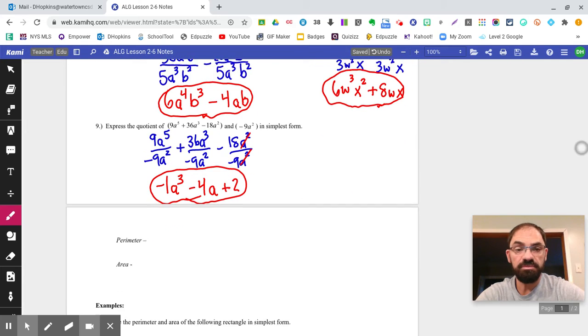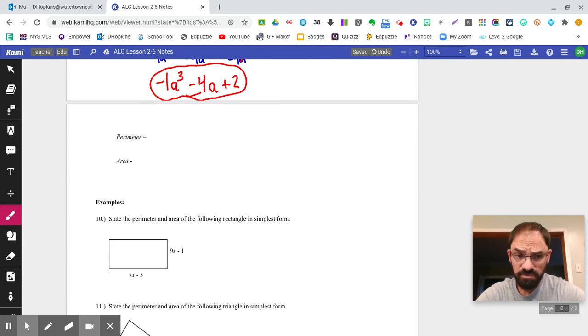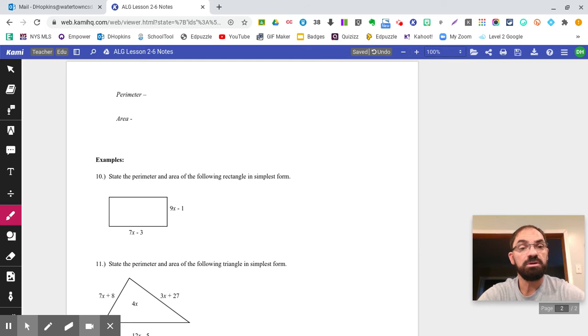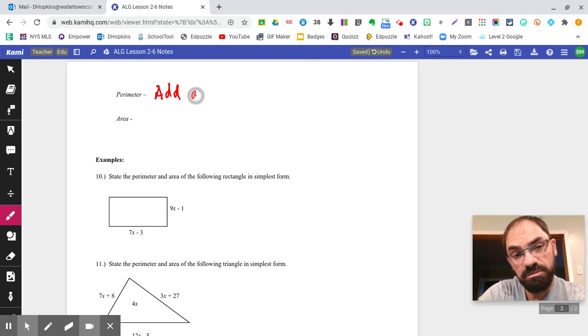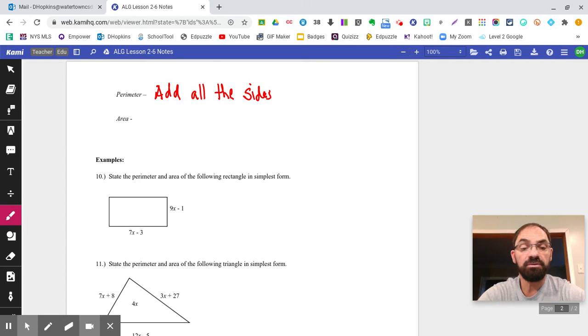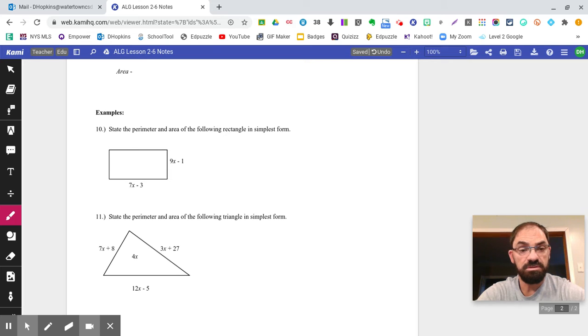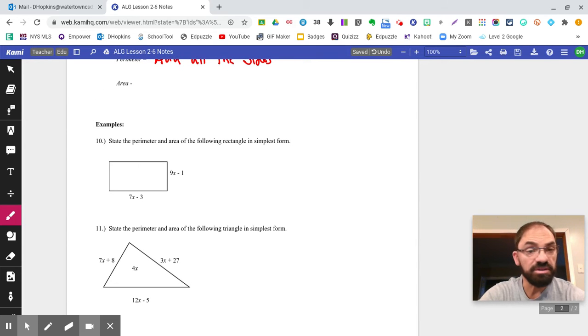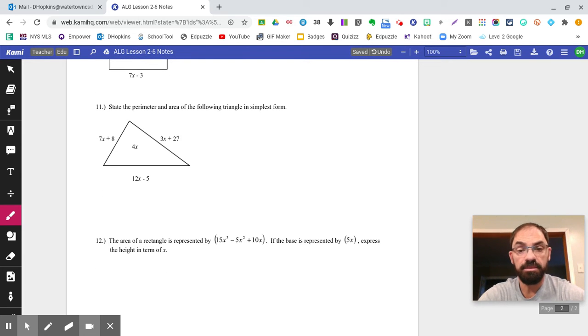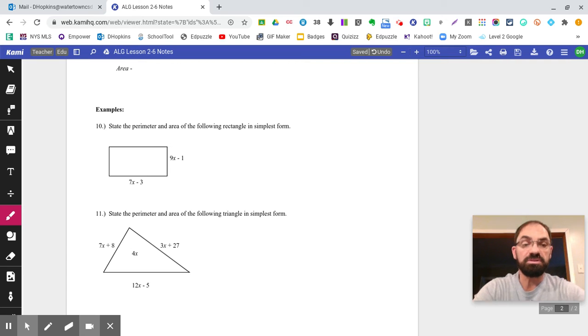I do have a couple more problems I'd like to go over. And while we approach those, perimeter, remember, is the distance around the object. So add all the sides. And the area, depending on what it is, of a rectangle, it could be base times height. Of a triangle, it's 1/2 base times the height. So let's just take a quick little look-see at these.